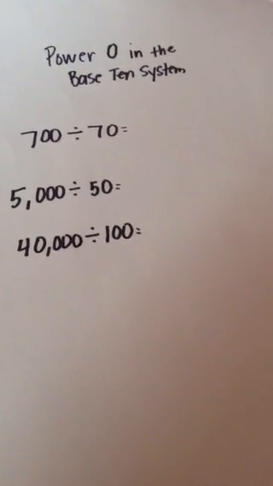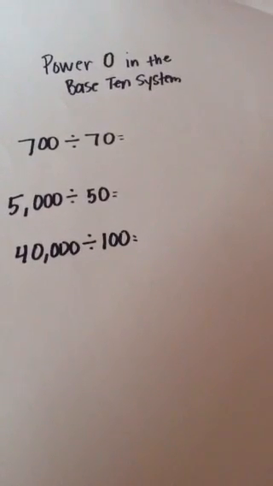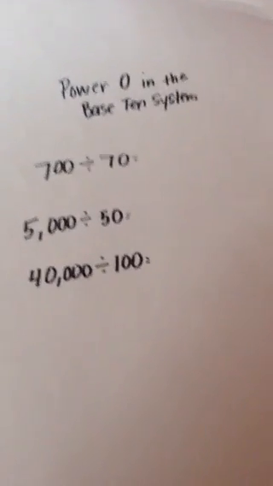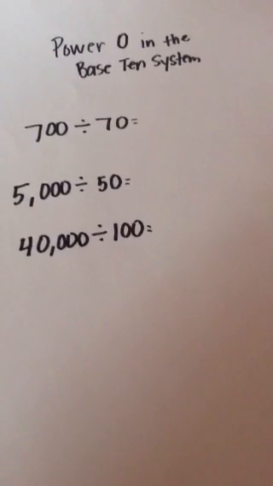In this video, we will look at the power 0 in the base 10 system. So in the United States, we have something called a base 10 number system. And so because of that, you can use zeros in an interesting way.